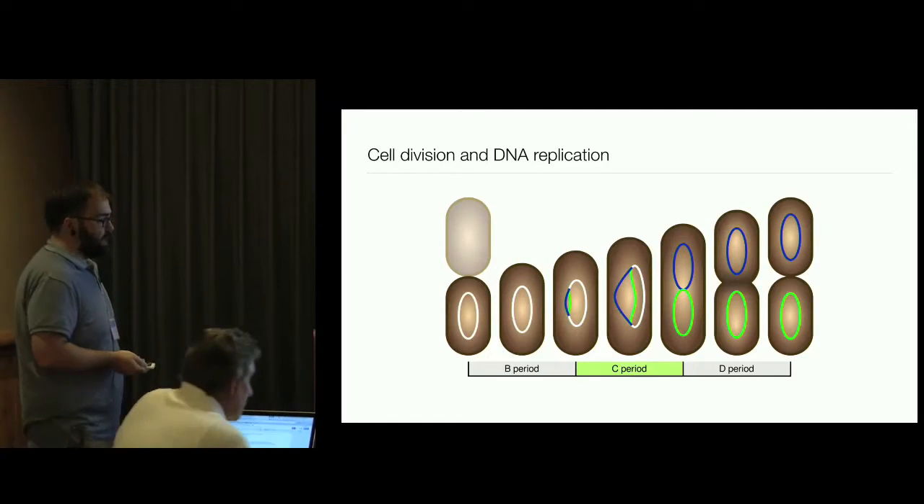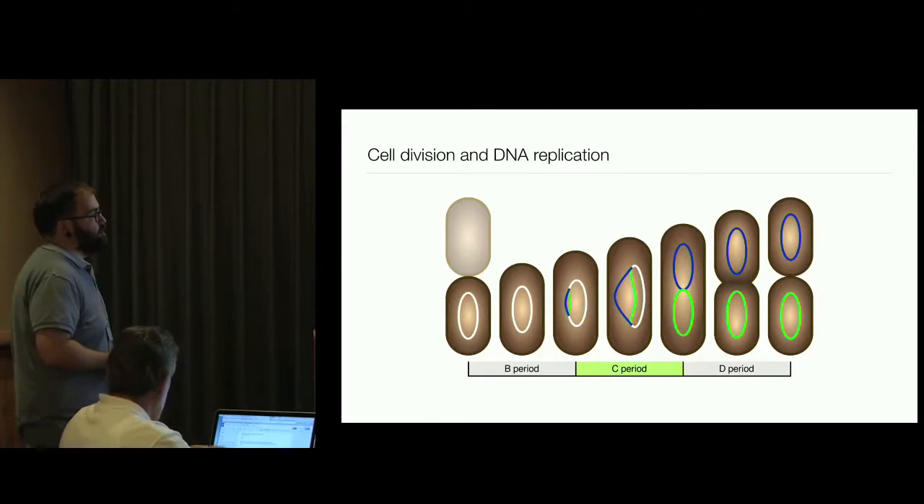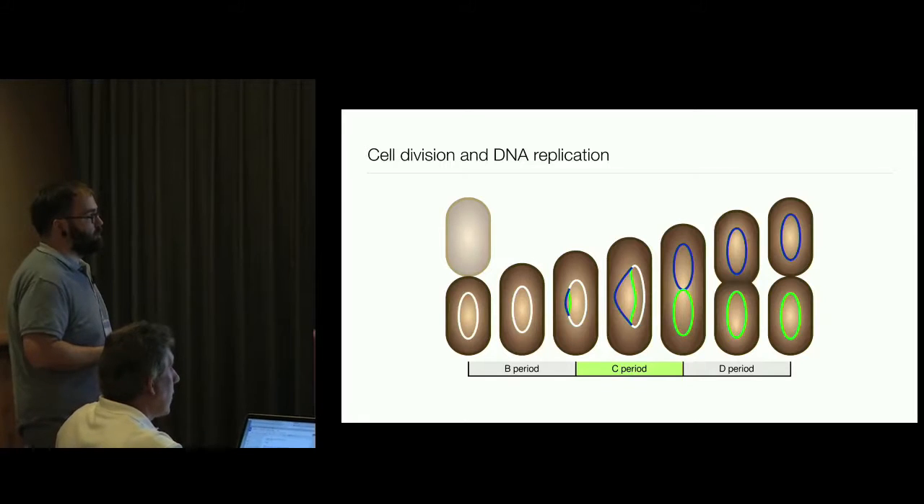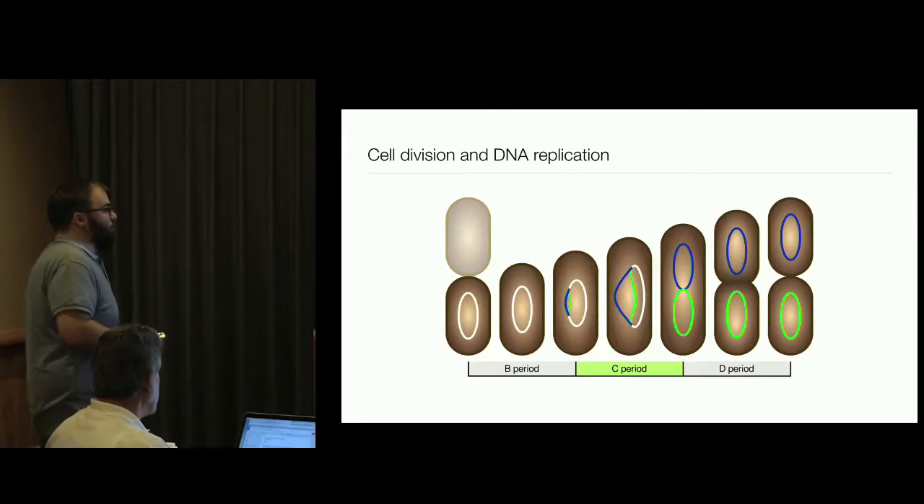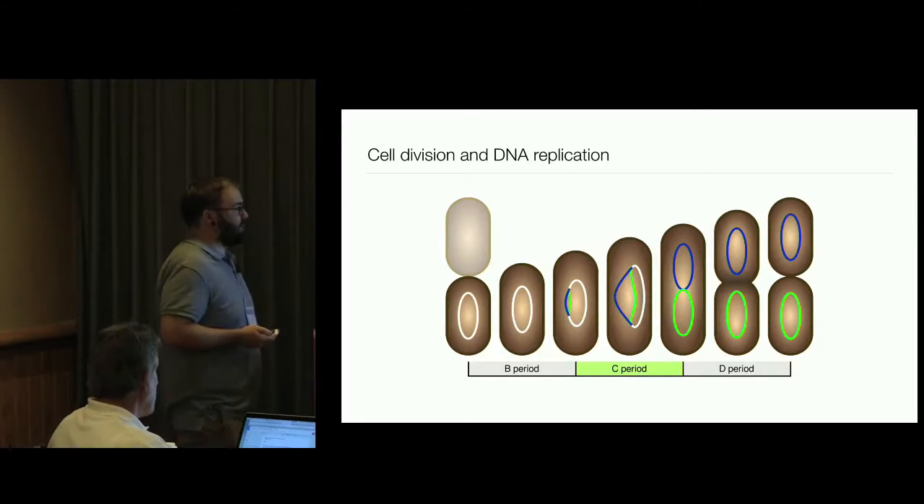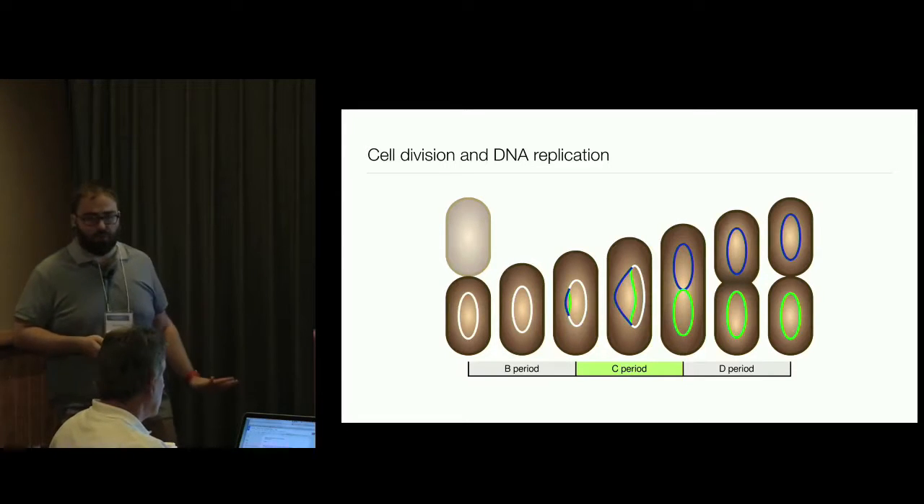And that assumption is only one round of DNA replication occurs at once. Now that's true for slow-growing E. coli, but for fast-growing E. coli, you can have multiple rounds of replication, and that will make the simulation quite a bit more complicated. So we're going to stick with slow-growing for now.